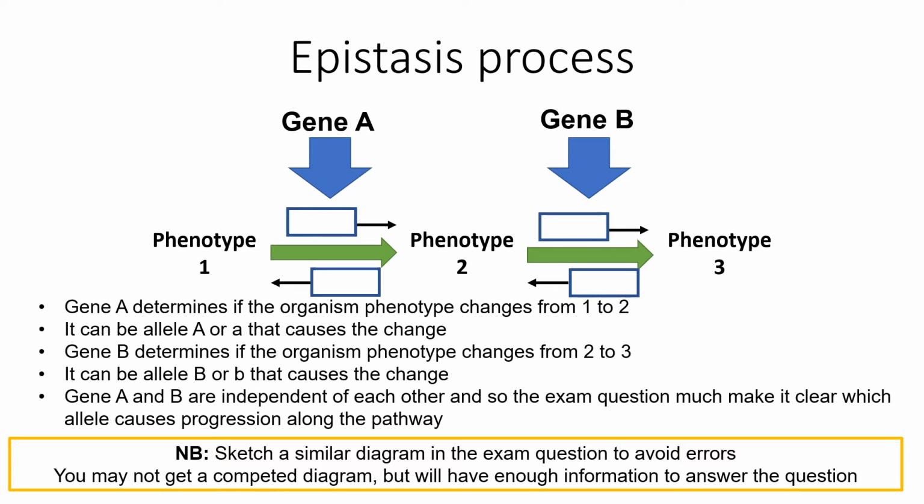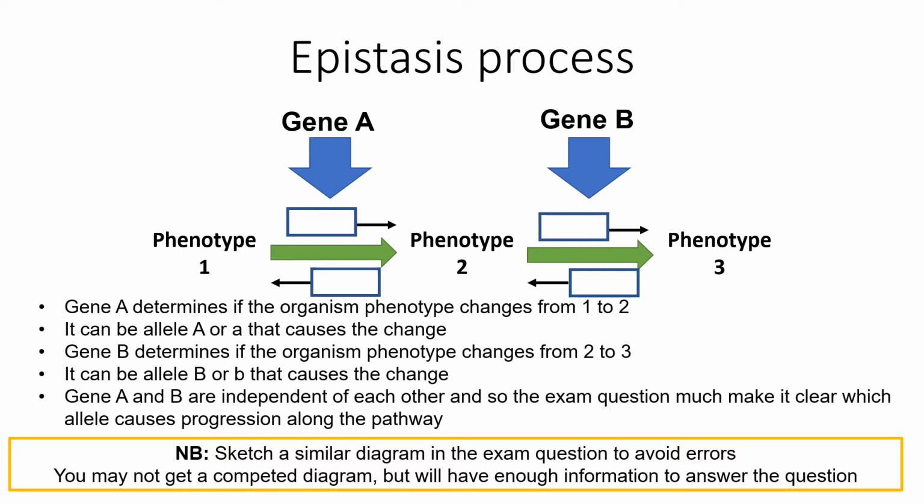Now in the question, it could be a homozygous dominant genotype, a heterozygous genotype, or the homozygous recessive, depending on whether the dominant or recessive allele causes the change from phenotype 1 to phenotype 2. In terms of gene B, it would be exactly the same setup. It could be either the homozygous dominant, the heterozygous, or the homozygous recessive combination. That'll let you progress from 2 to 3.